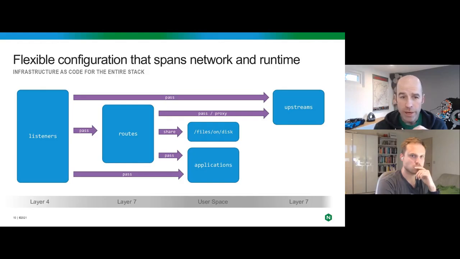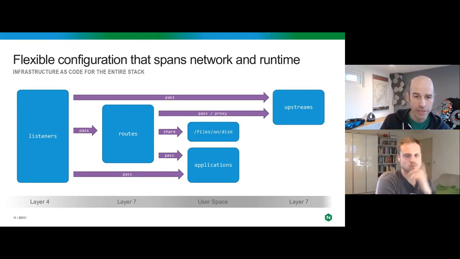So the key point here is that NGINX Unit combines layer 4 on the network all the way through to the application runtime and user space through a single configuration. So that spans the entire stack. And so this slide is a little bit detailed as to the internals of the configuration objects and the directives that you pass to Unit to configure it.